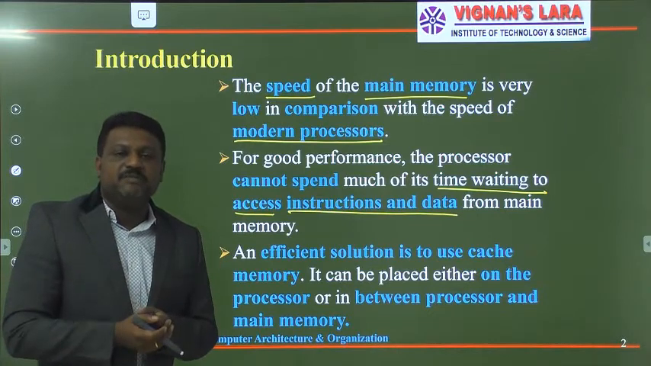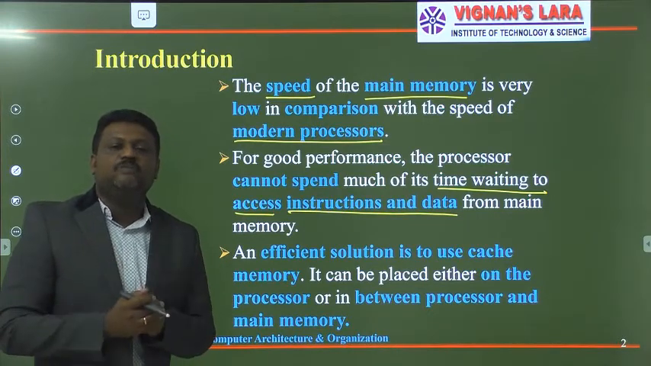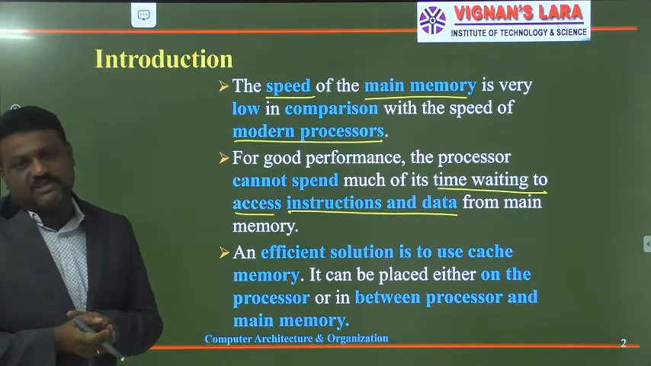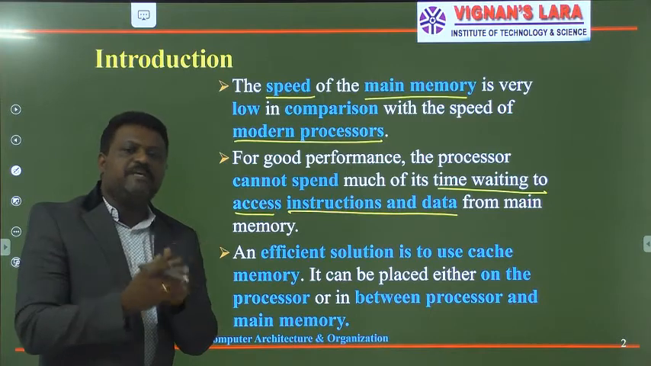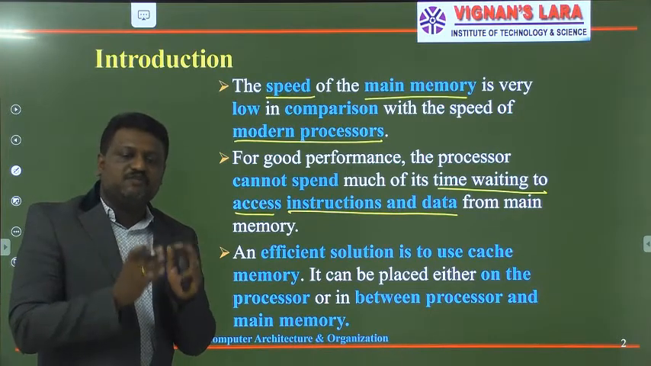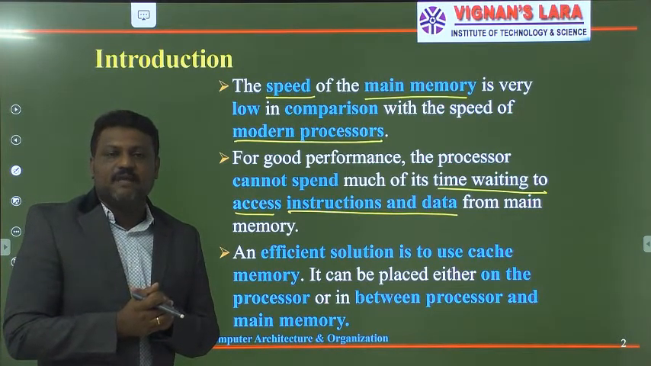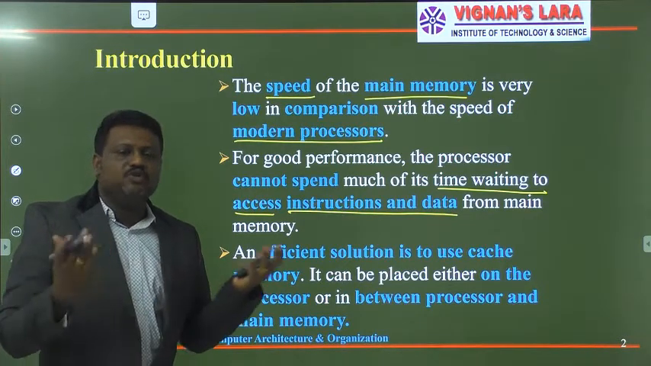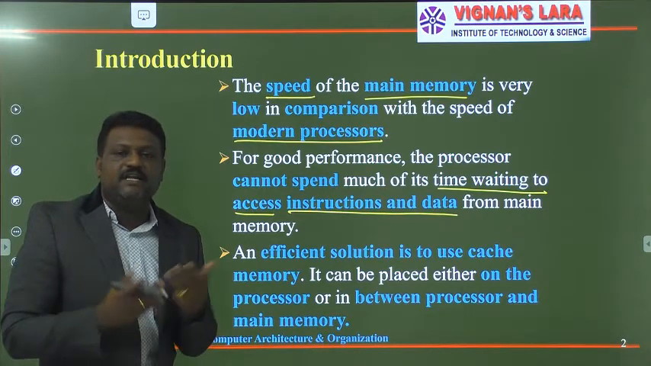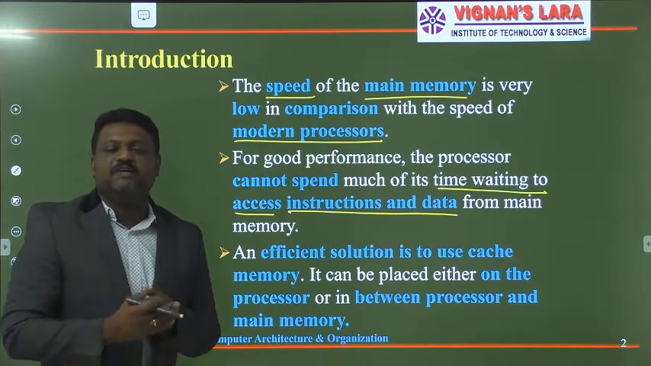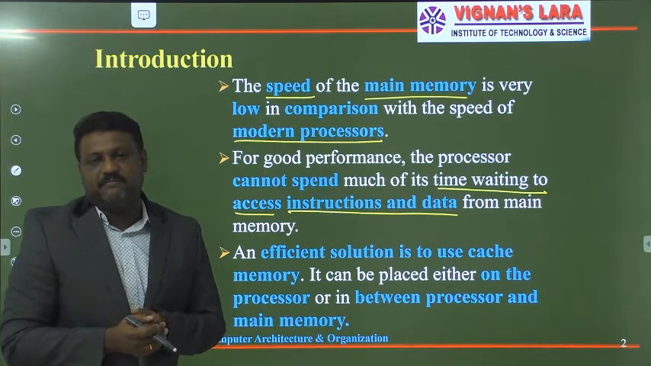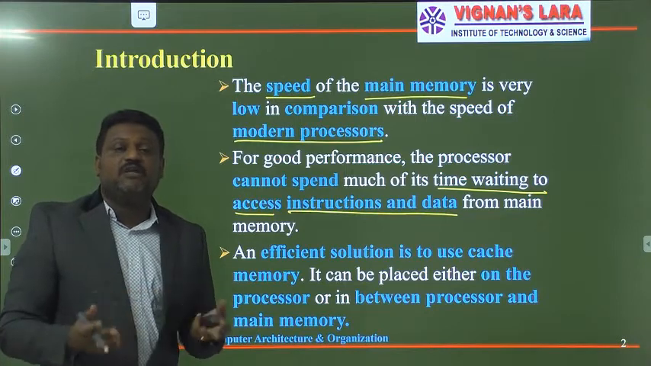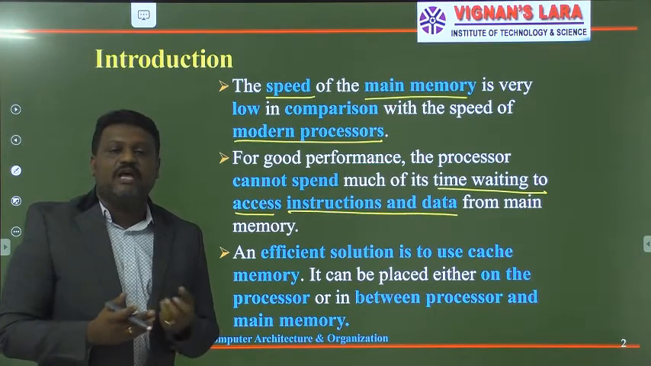Where can we place those cache memories? There are two options in front of us. One option is to place the cache memories on the processor. If we have enough space on the processor, I can incorporate a cache memory on the processor itself. If there is not much space on the processor, then definitely I can place my cache memory between a main memory and a processor. Once you place a cache memory on the processor, that cache memory is generally called level 1 cache, or simply L1 cache.